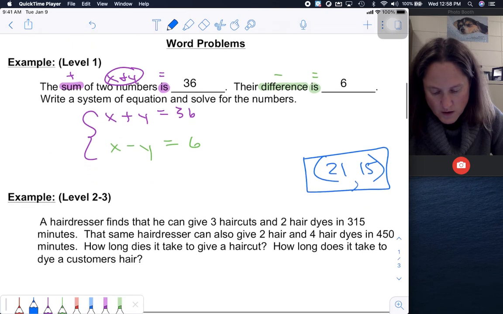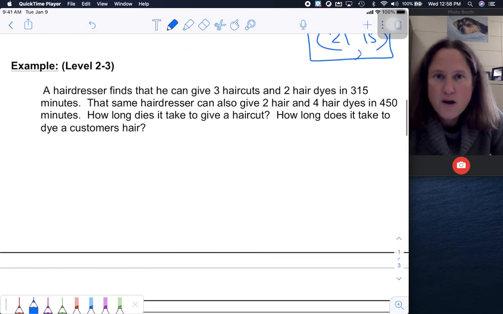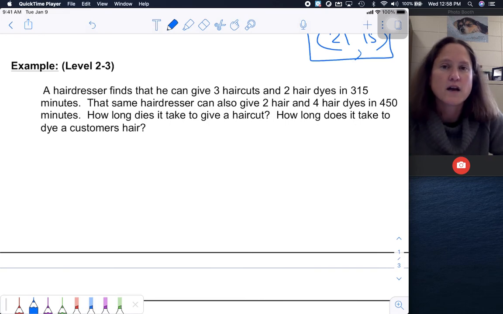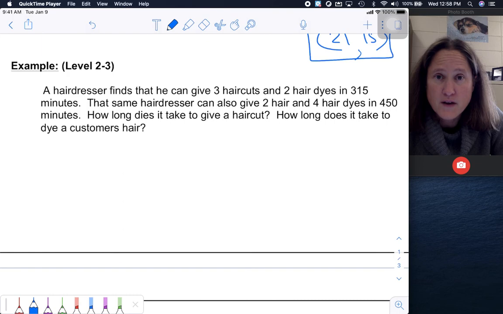Okay? Now, for the level 2 and 3, it's just a matter of how many different types of problems you can get. Okay, systems you can write and solve to get a C or a B on the summative.